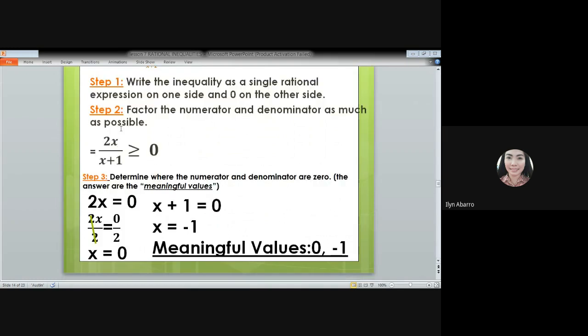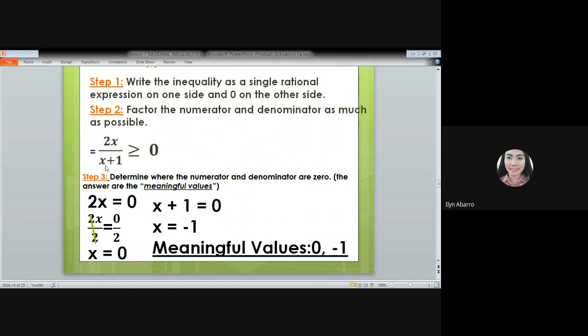So, we will equate the numerator to 0. So, 2x is equal to 0. To get the value of x, we will divide both sides by 2, 2x divided by 2 and 0 divided by 2, so that we can cancel out the 2 and x will be left on the left side. That's our goal. And 0 divided by 2 is still 0. So one of the meaningful values is 0.